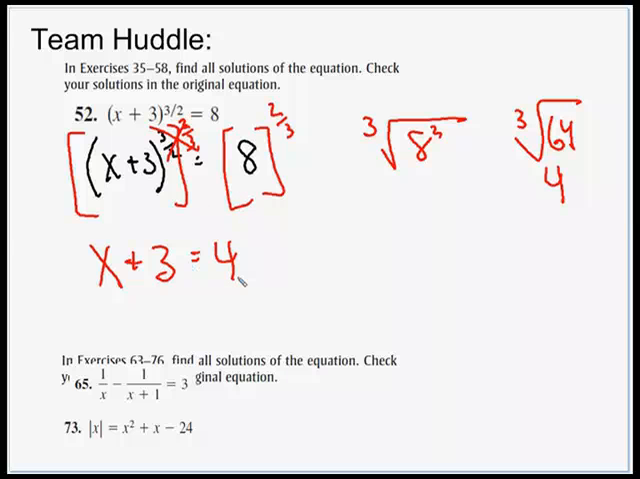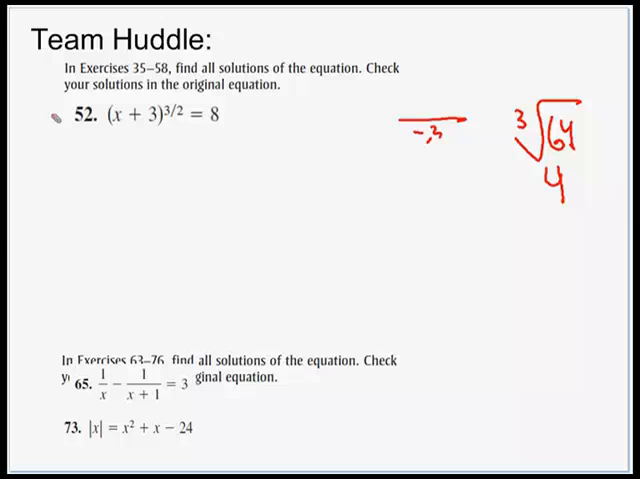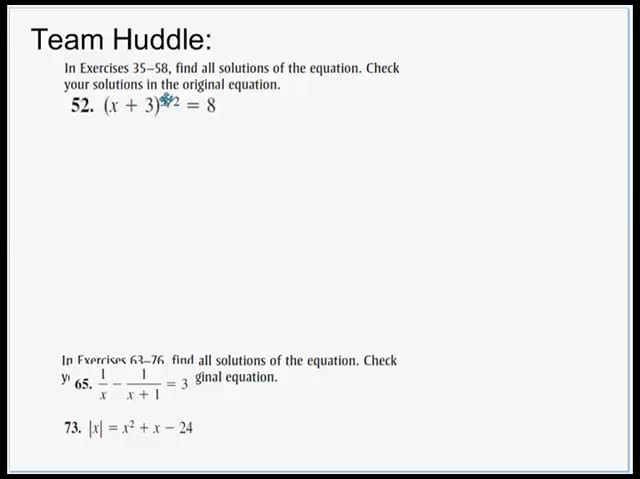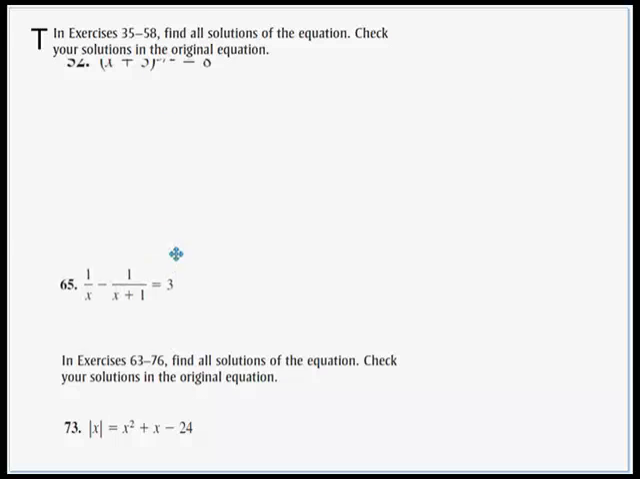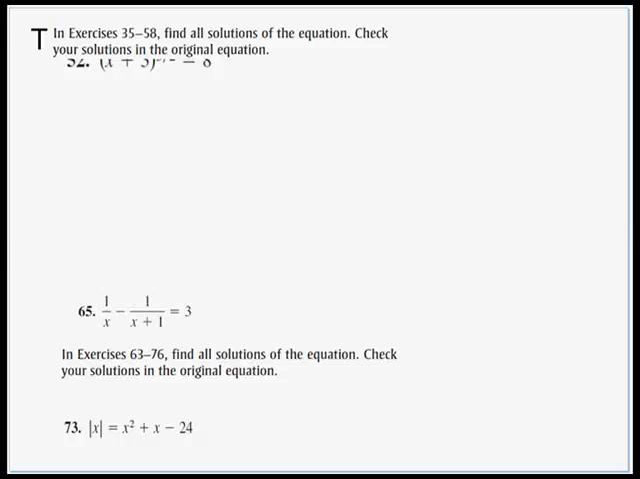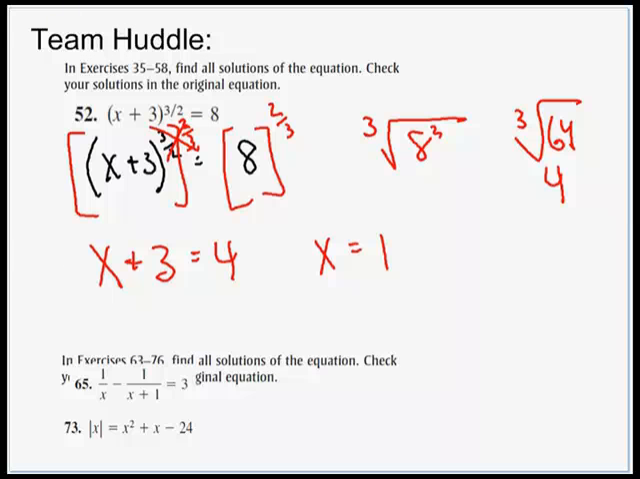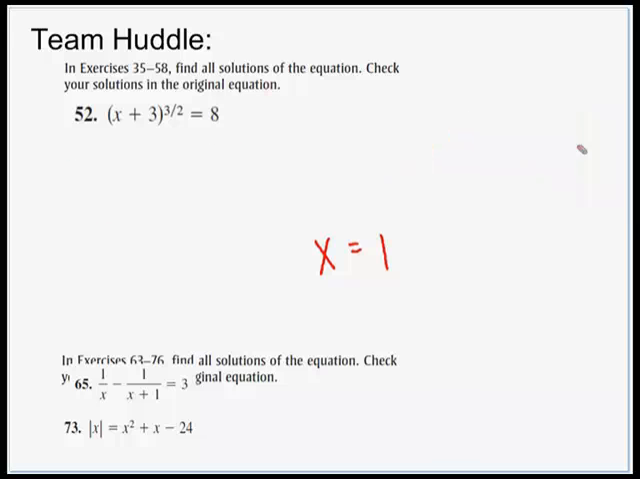x plus 3 equals 4. Subtract 3 from each side. x equals 1. Easy. All right. The next one, fractions. Let's see how we do here. Oh, and I forgot to check my solutions. x equals 1 is the only solution, but we got to check it.